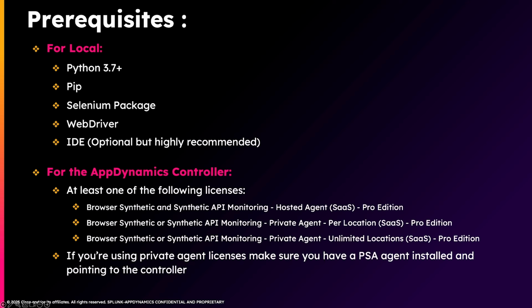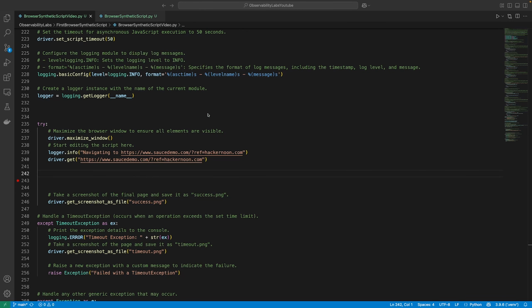Now, once we finish our script locally, we'll then upload it to AppDynamics, and to do so, you will need one of the following licenses on the page. And if you're licensed for private agents, you do need a PSA agent installed and pointing to your controller for it to work. So now we're going to build our script.